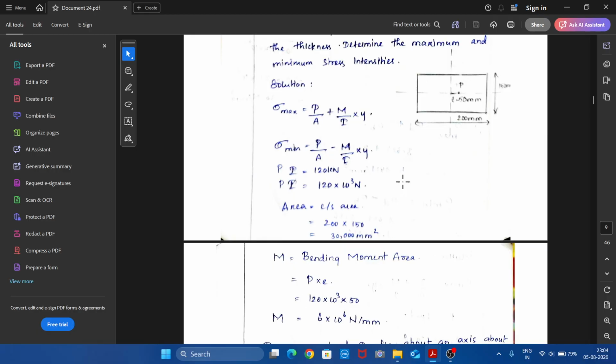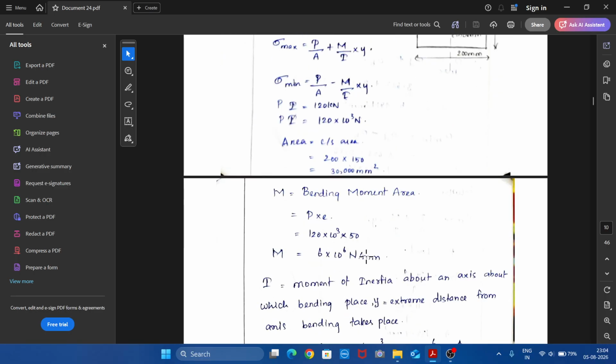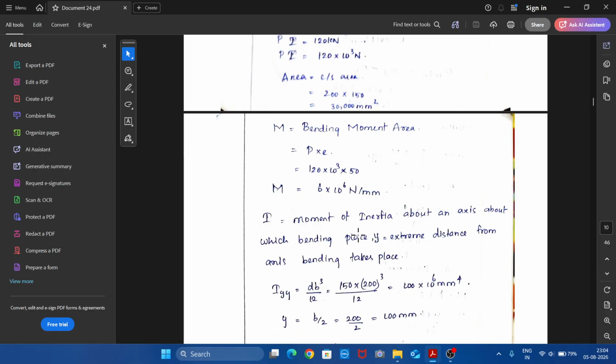Then bending moment M is equal to P into e. So load is given, 120 into 10 power 3, into eccentricity 50. Therefore, this will be 6 into 10 power 6 Newton-millimeter. It is not Newton per millimeter. This should be force multiplied by distance. Therefore, Newton-millimeter.